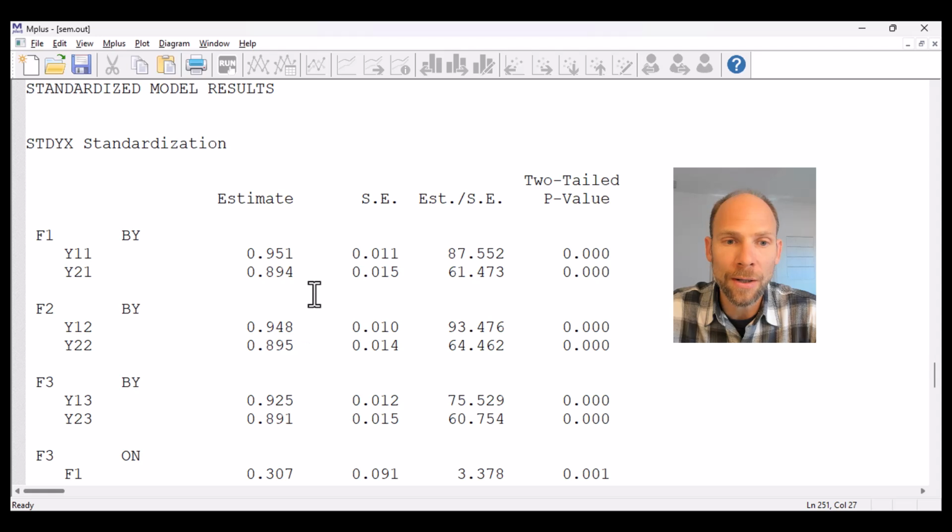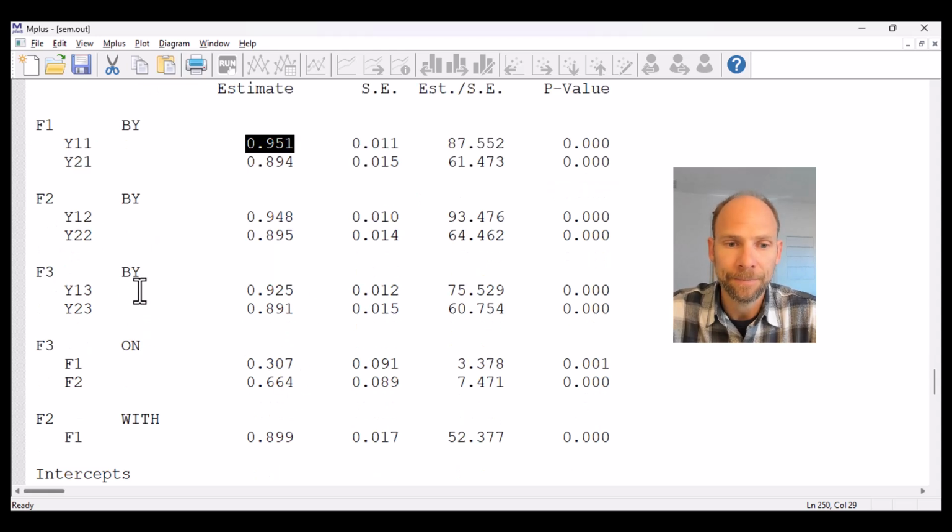You can see all 6 loadings are strong. 0.891 is the smallest loading, 0.951 is the largest loading, so those all indicate that these indicators are highly reliable and strongly linked to their factors, which is what we like to see.